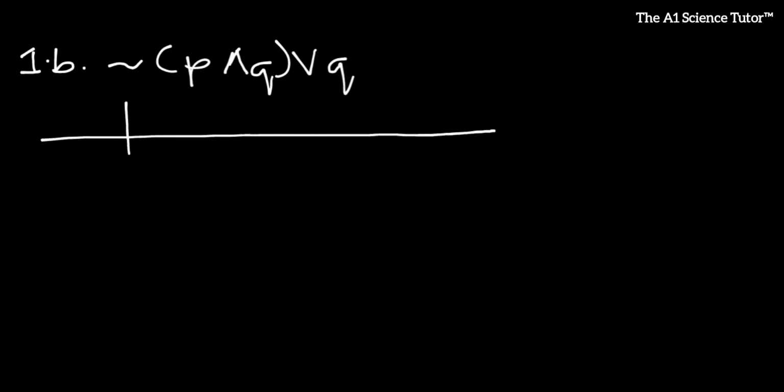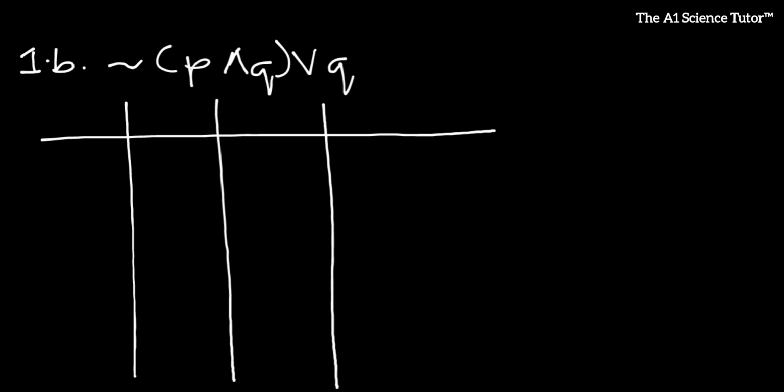Now this is the basic thing that I'm going to do. We need to have P, we need to have Q. We need to have P conjuncted with Q. Then we need to have the negated form of P conjuncted with Q. And then finally, we'll have to disjunct the answer with Q. So I'm just going to leave it as an open end.